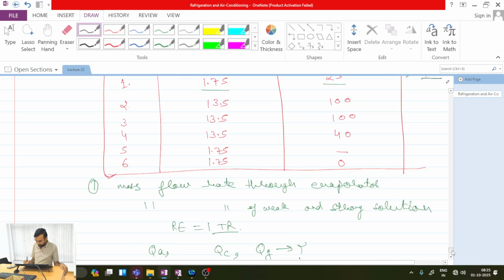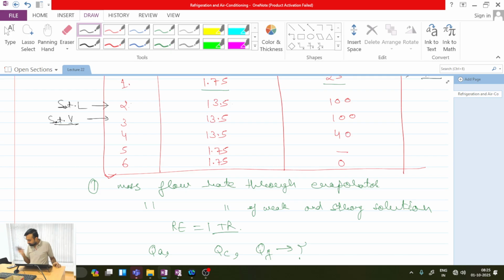Okay. Now let's see the conditions. Now you can see what is given. For state 2, pressure is 13.5 bar and temperature is 100 degrees Celsius. Both are given because it is in the two-phase regime, so it has to be in the equilibrium state. So 2 will be my saturated liquid and 3 will be my saturated vapor, but the pressure is now 13.5 bar and temperature is 100 degrees Celsius.